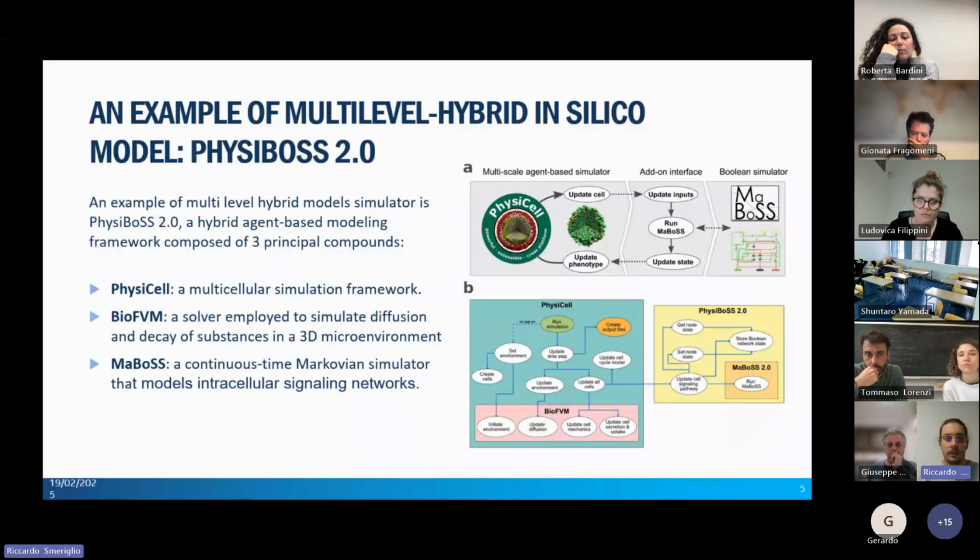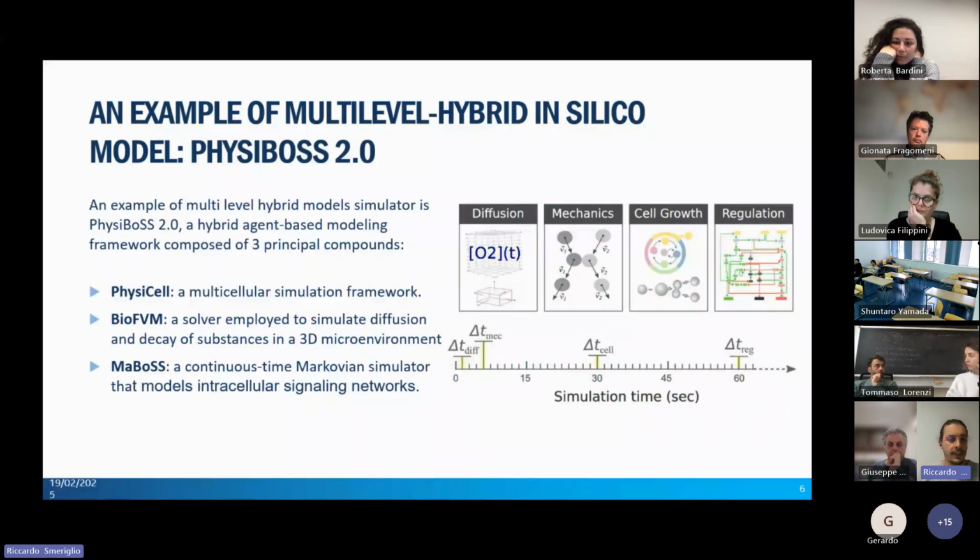In particular, one good example of a multi-level hybrid in silico model is PhysiBoSS 2.0, that is the simulator that we are using right now, and is actually composed of three different frameworks that are PhysiCell, BioFVM, and MaBoSS. PhysiCell is a multicellular simulation framework that allows to simulate the actual cells and their behavior, so their movement, as we were describing, inside a microenvironment, but also their mechanics, cell growth, and all the secretion things that we can imagine.